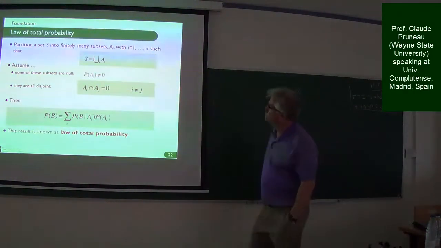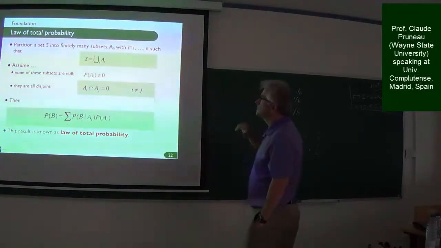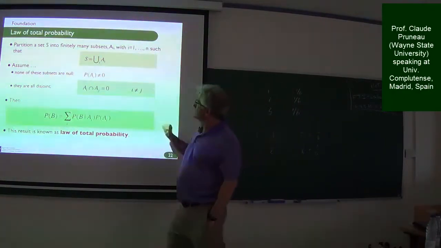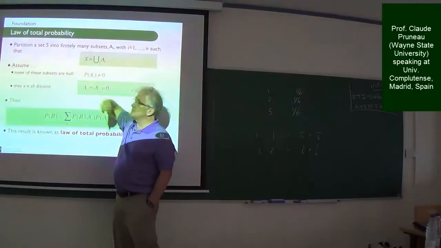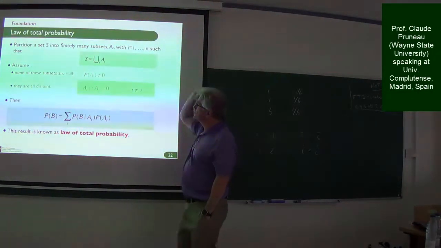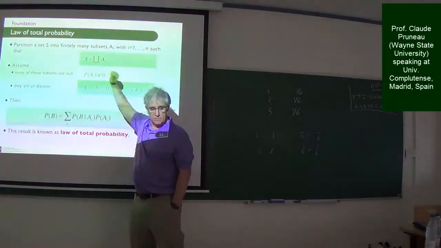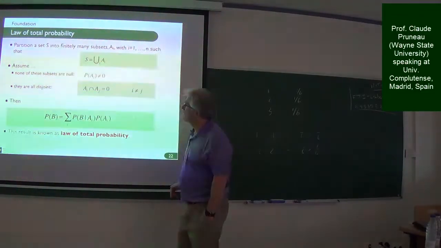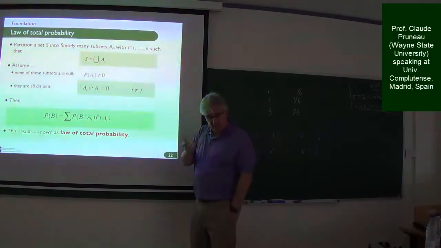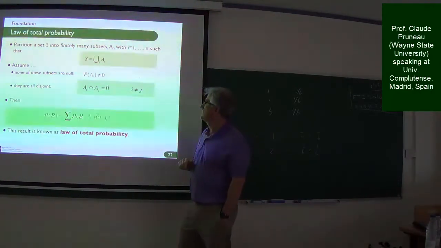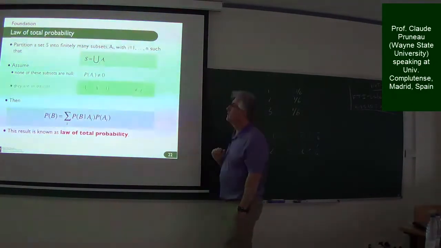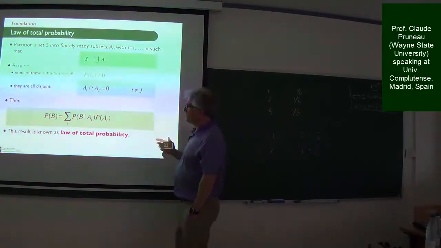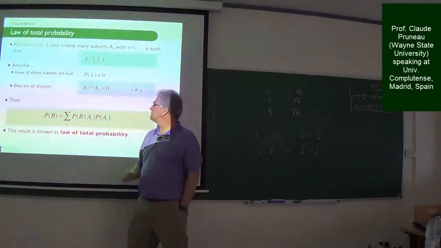Before I do this, there's one additional piece of information to be added: the so-called law of total probability. If I have my population sample S, I can partition this into finitely many subsets. If none of these subsets are empty, then their probabilities are non-zero. And assuming that they are all distinct, or as we say, disjoint, then the intersections of each of these is zero.